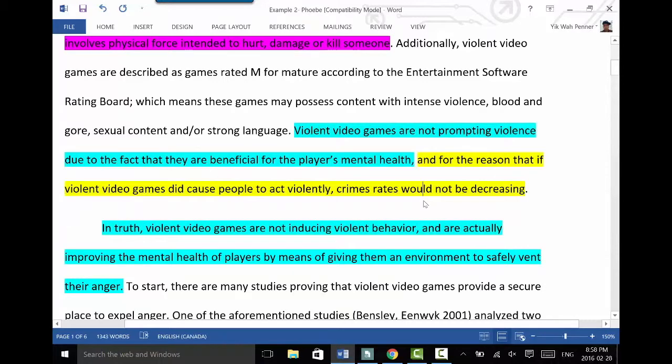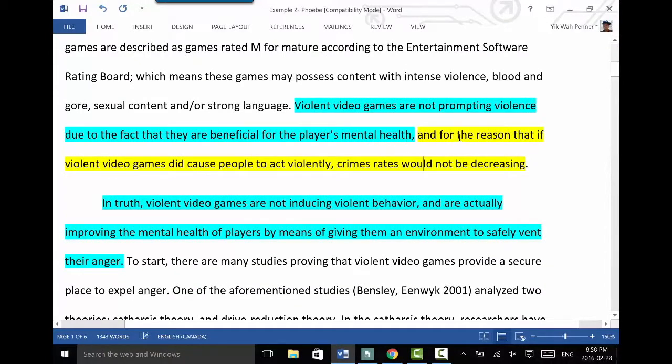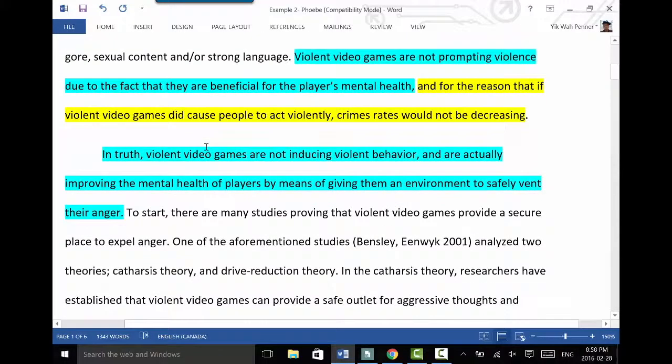Now, this brings us right here to her thesis statement. Okay, her thesis, and I've color coded them in two different colors, because her thesis statement contains the two points that she will be raising over the course of her essay. Now, she makes two statements that are reinforcing her position that violent video games do not promote violent behavior, and these are the two reasons why. So let's get into it. Violent video games are not promoting violence due to the fact that they are beneficial for the player's mental health, and for the reason that if violent video games did cause people to act violently, crime rates would not decrease.